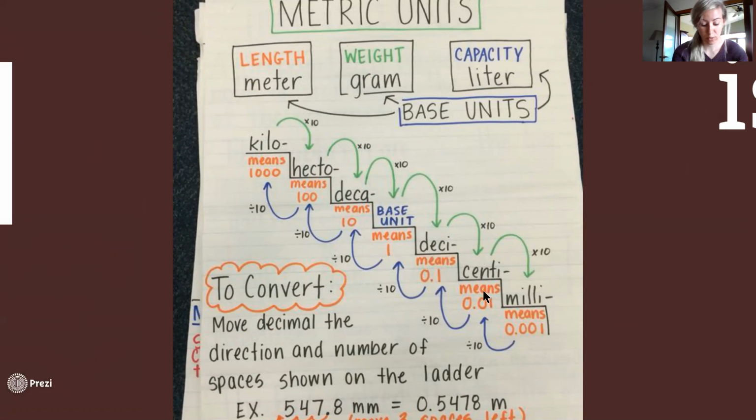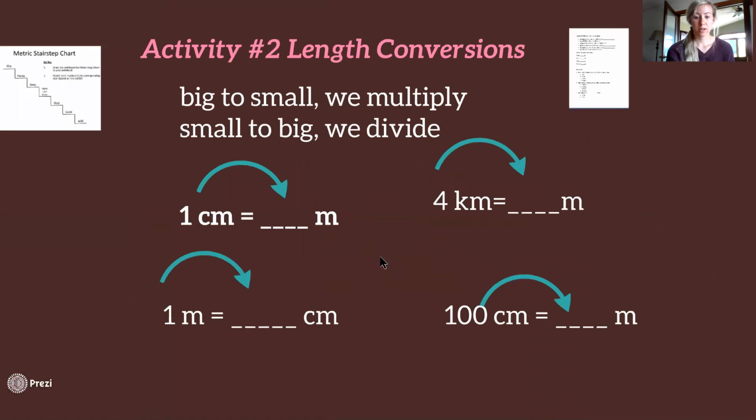So we are going to write your 1, and your decimal will move 2 spaces, 1, 2 to the left. So you should have 0.01 meters. 1 centimeter is equivalent to 0.01 meters.